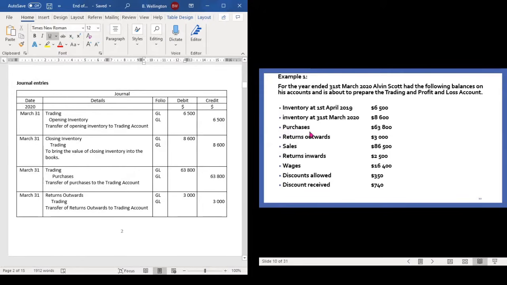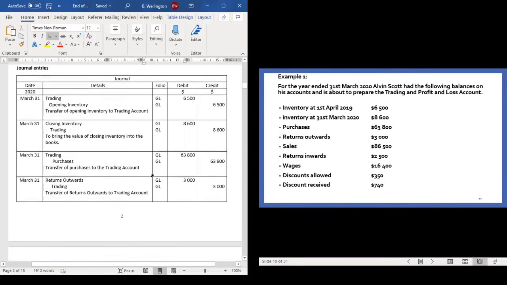Purchases. To transfer the amount on the purchases account, purchases would have a debit balance. So to transfer that amount, you're going to have to put a credit entry in the purchases account. All right. So the journal entry will say debit trading account with 63,800 and credit purchases with the same amount. And the narration, transfer of purchases to the trading account.